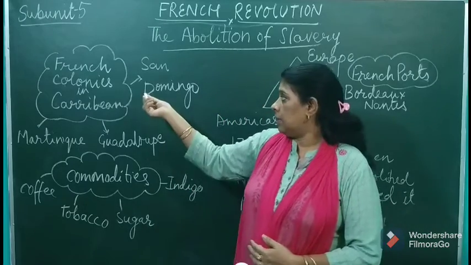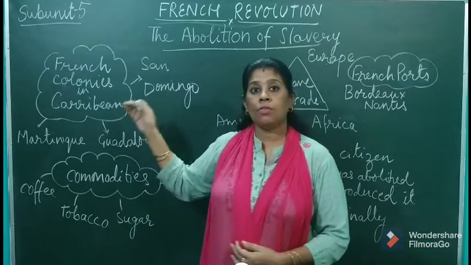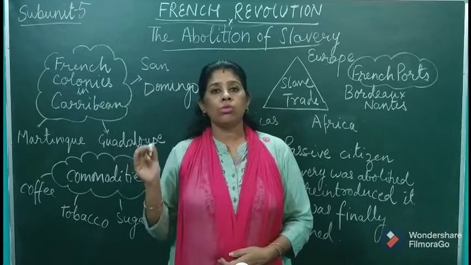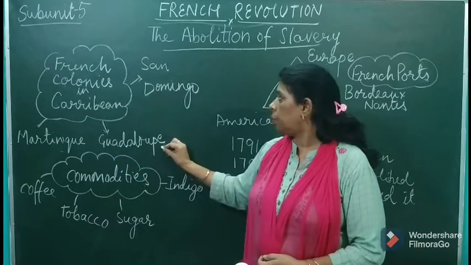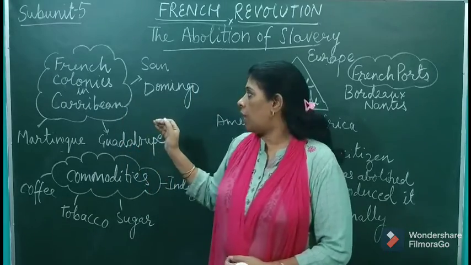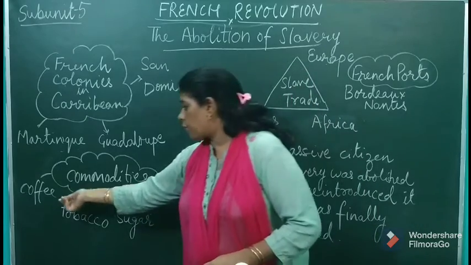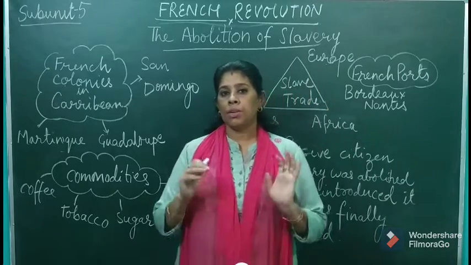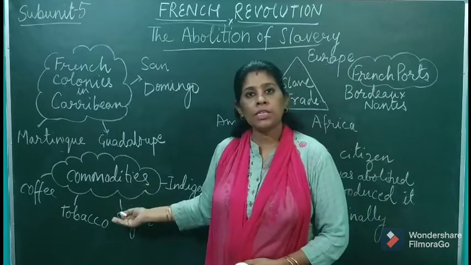So let us see here. France had certain colonies in the Caribbean. So let us see which are the French colonies in the Caribbean and what they did in these colonies. They used to do plantation, right? So the colonies were Martinique, Guadeloupe and Saint Domingo, right? These were the three colonies they had in the Caribbean, where they did the plantation of coffee, tobacco, sugar and indigo. So rich people, rich merchants of France, became very prosperous with the help of these plantations.